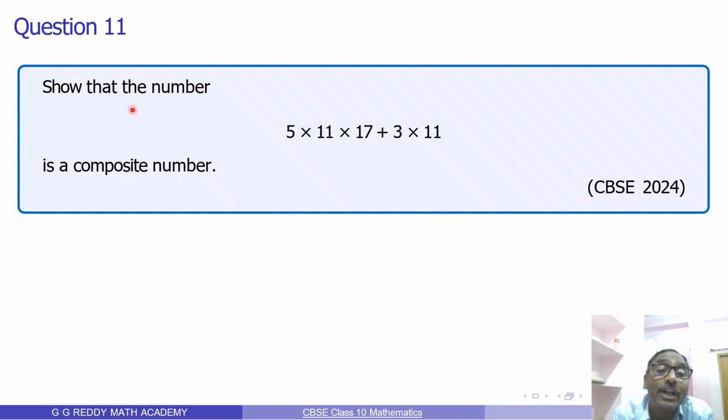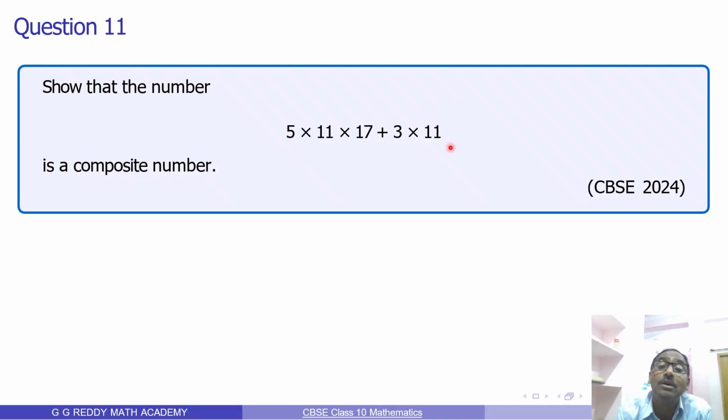Question number 11. The number 5 into 11 into 17 plus 3 into 11 is a composite number. Take 11 common, and 11 times you will get some number other than 1. So you will get a composite number.